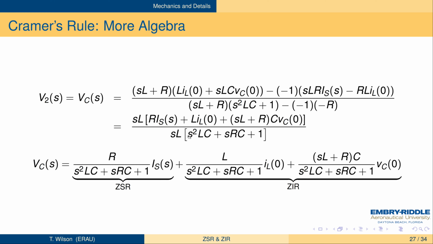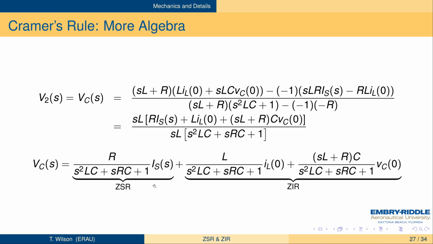We're left with the denominator, which is S squared times LC plus S times RC plus 1, which reminds us of things we've seen before with series RLC circuits. And in the numerator, we've got R times I sub S of S, L times I sub L of 0, and SL plus R times C VC of 0.